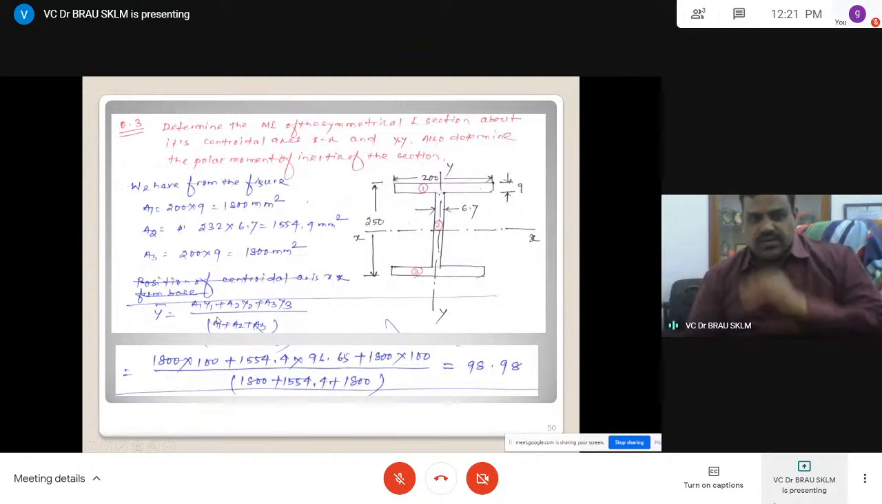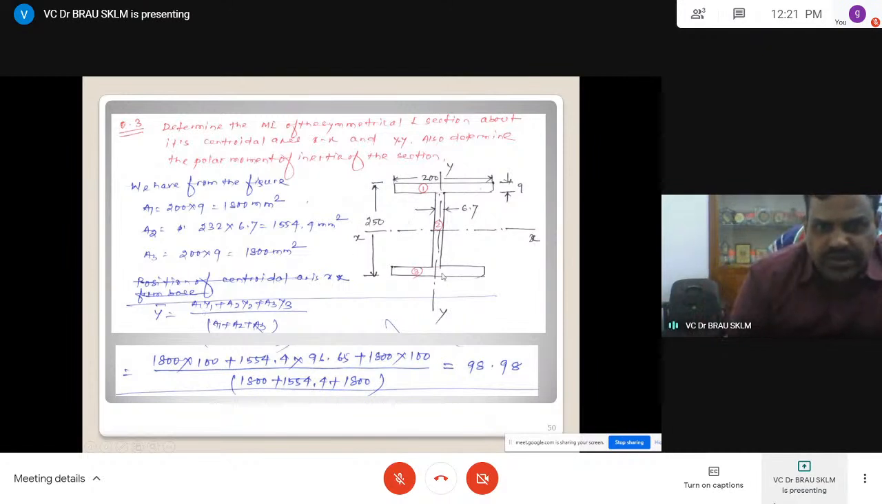Now A1, Y1, A2, Y2, A3, Y3. You can see here A1, Y1. This is with respect to Y, this is 200, that means 100. A2, Y2. A3, Y3. Y3 is this. This is 6. Distance is half of this.